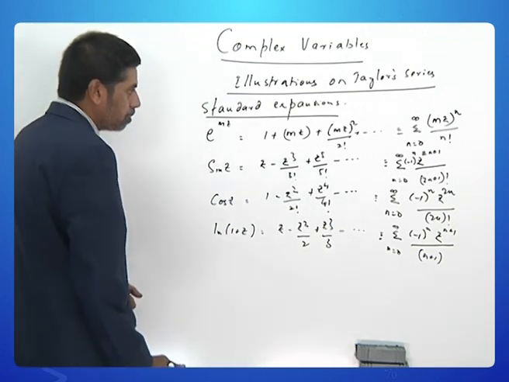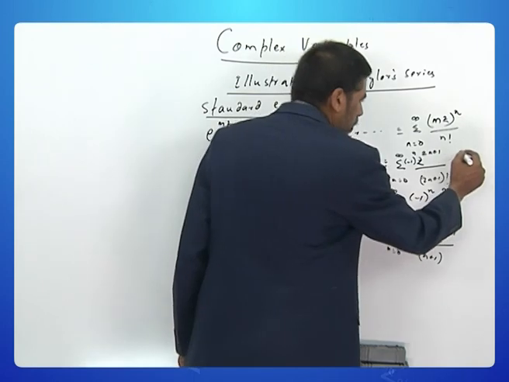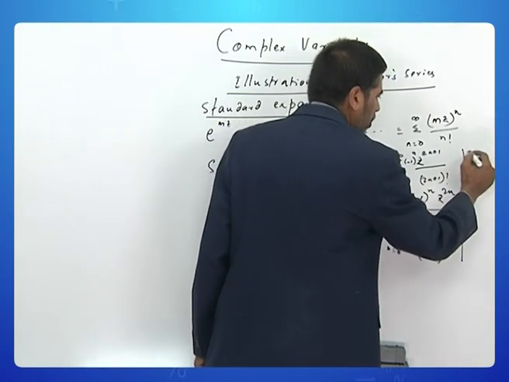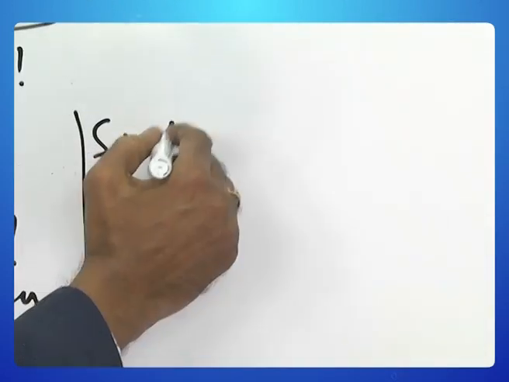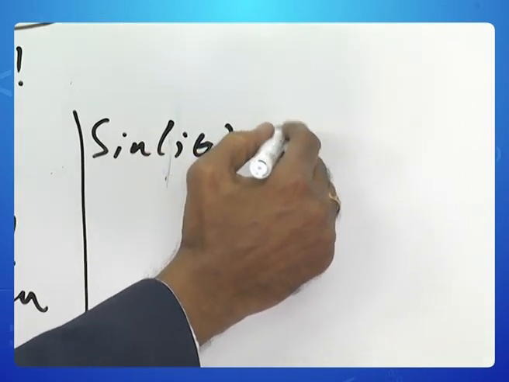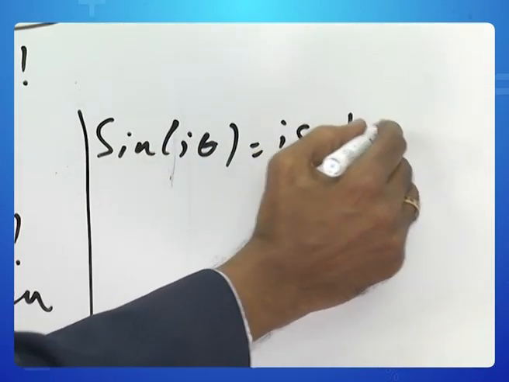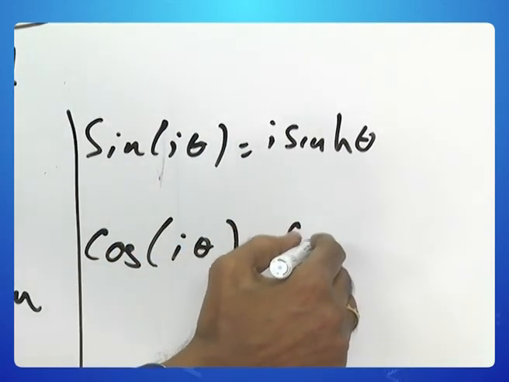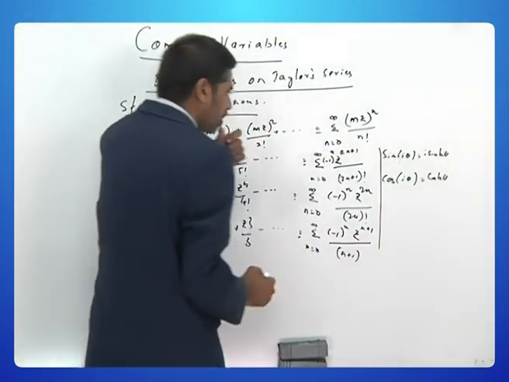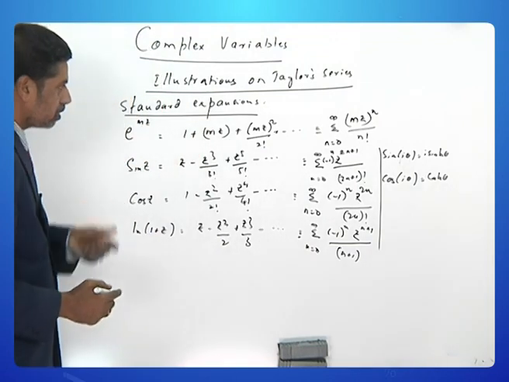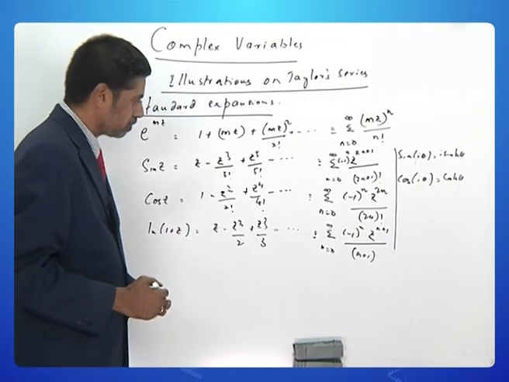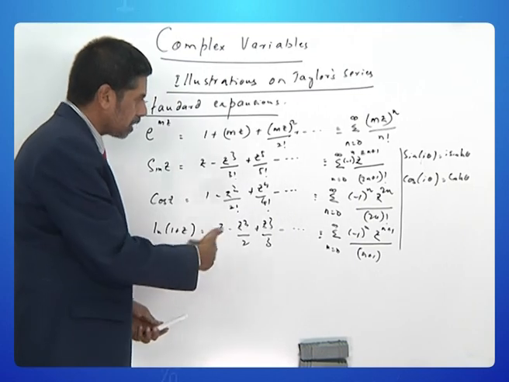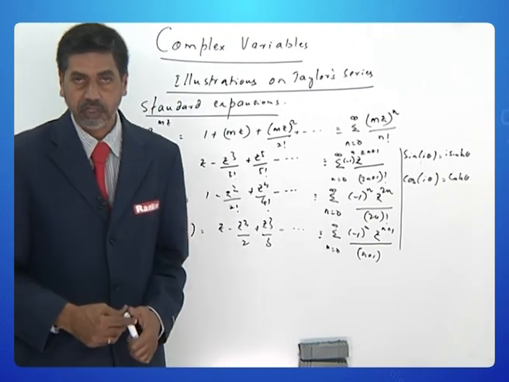And we may also remember that sin I theta is I sin h theta, cos I theta is cos h theta, which are also valuable pieces of information while you are solving problems on expansions. Many more are there, but as we do problems, let us discuss all of them.